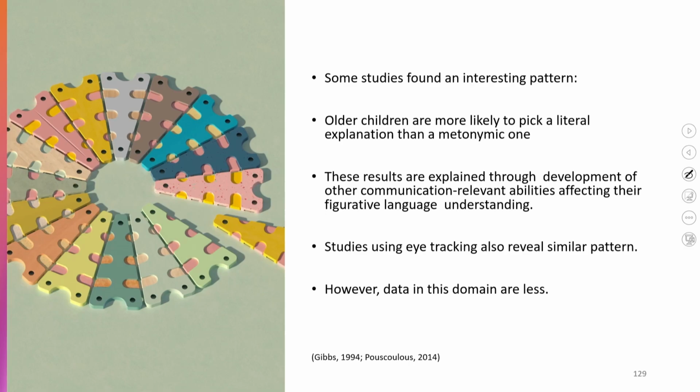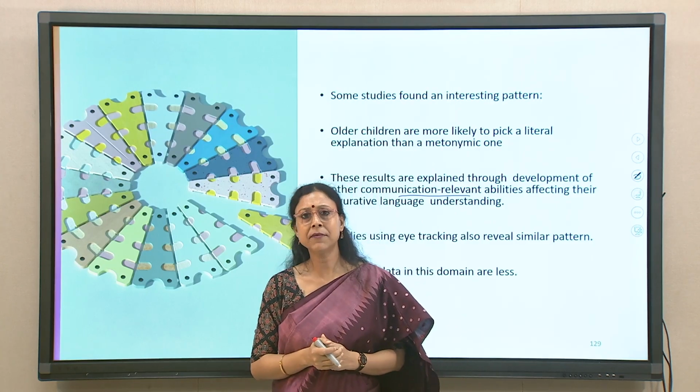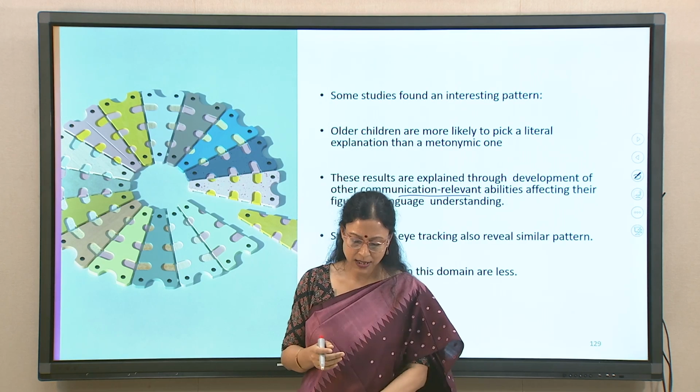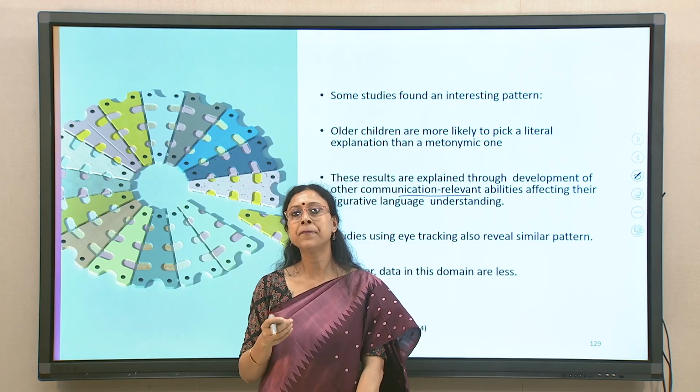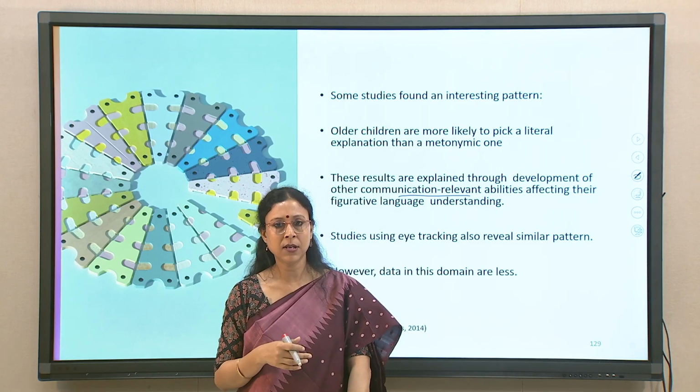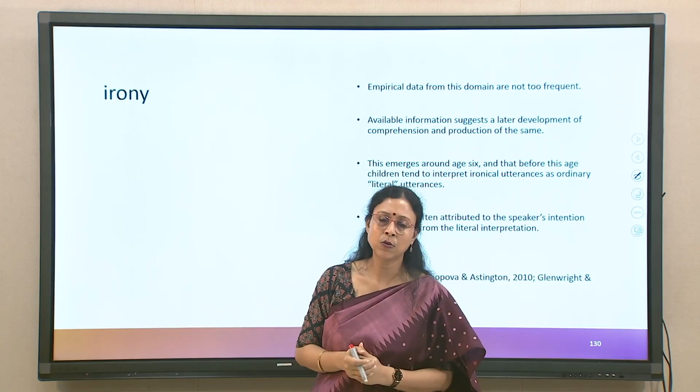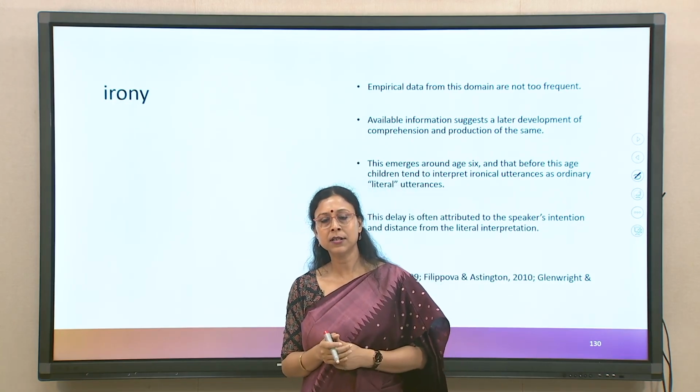Some studies also have found an interesting pattern that older children tend to pick up a literal explanation in a metonymic condition, but younger children do better, they actually pick up the metonymic aspect of the sentence. They have tried to explain it through development of other communication relevant abilities affecting the figurative language understanding. So, because they are still developing other communicative abilities, probably that has an impact. Some eye tracking studies have also been done on this, and they show a similar pattern that older children tend to take the literal meaning rather than the metonymic meaning, but we need more data in order to know for sure. Some studies have been carried out, and this is what they say.